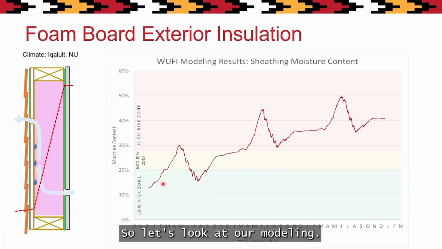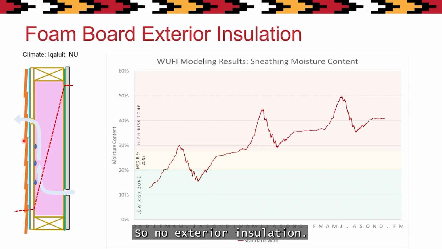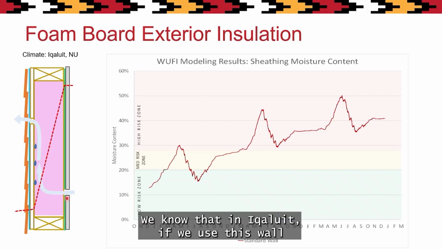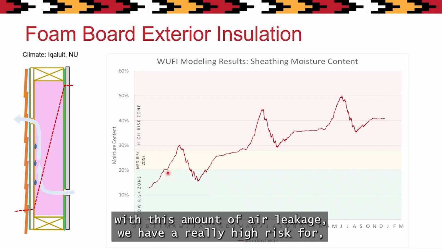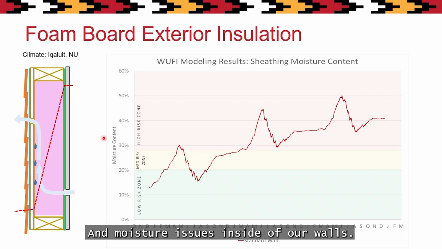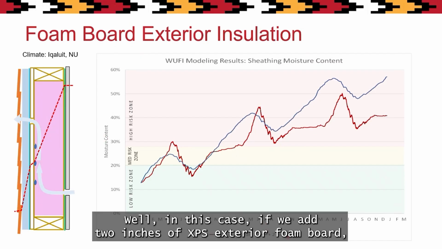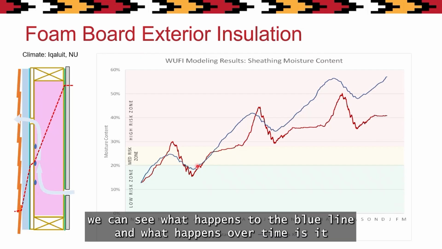So let's look at our modeling. We're going to look at our standard wall again in Iqaluit. So no exterior insulation. We know that in Iqaluit, if we use this wall with this amount of air leakage, we have a really high risk for mold growth and moisture issues inside of our walls. What happens when we start adding exterior insulation? Well, in this case, if we add 2 inches of XPS exterior foam board, we can see what happens.